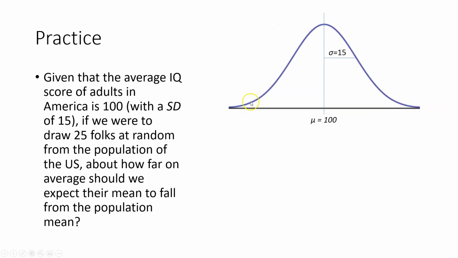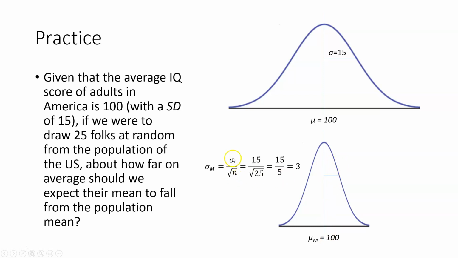Hopefully you drew a population distribution first to indicate that the mean of the population of IQ scores is 100 with a standard deviation of 15. Perhaps then you drew a sampling distribution underneath it with a mean of 100, and you're trying to figure out how far on average sample means in this distribution fall away from the population mean of 100. That is reflected by the standard error of the mean. To compute the standard error, remember that the formula is sigma over the square root of n. The standard deviation of the population is 15, so we plug that in. The n size was 25 folks.